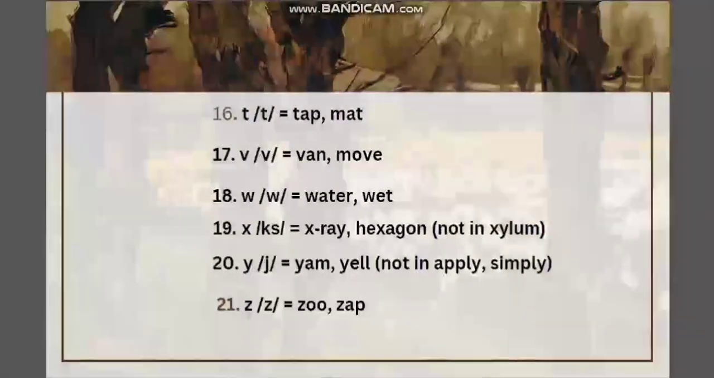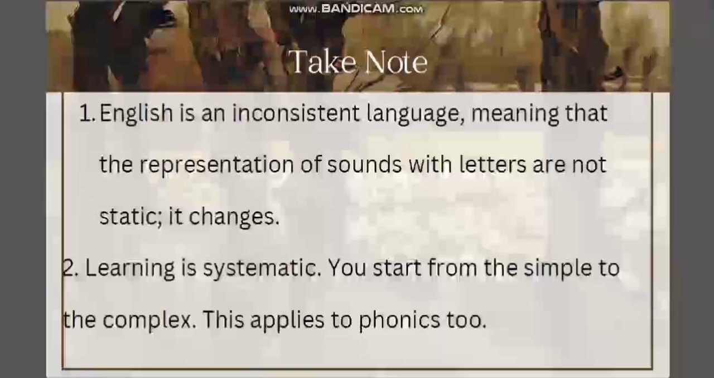Okay, so 21, Z sounds Z. Anywhere you see Z is Z. Okay, all right, so please, we have to take note of this, that English is an inconsistent language, like I keep saying, meaning that the representation of sounds with letters is not static. It can change. The letter that sounds P can sound F in another word, but all these things we are going to come to with time.